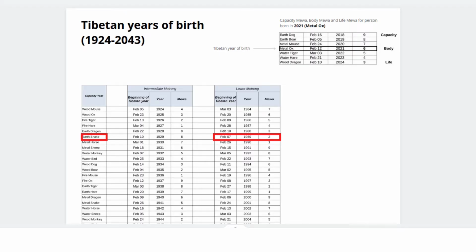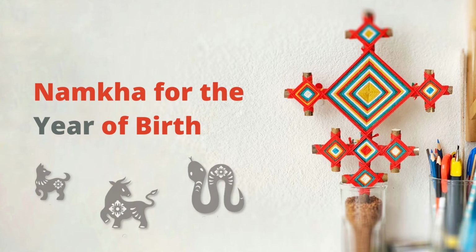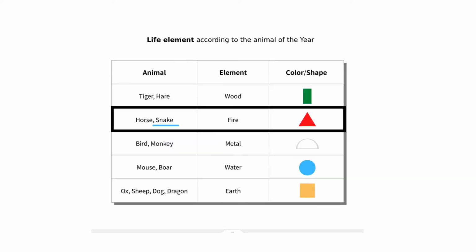I'll remind you that I was born in the summer of 1989, in the year of Earth Snake. This is the basic information I'll need to calculate my Namkha. To identify your correct Tibetan year of birth, please watch the previous tutorial. Life element depends on the animal of your birth year. For Snake, it's fire.